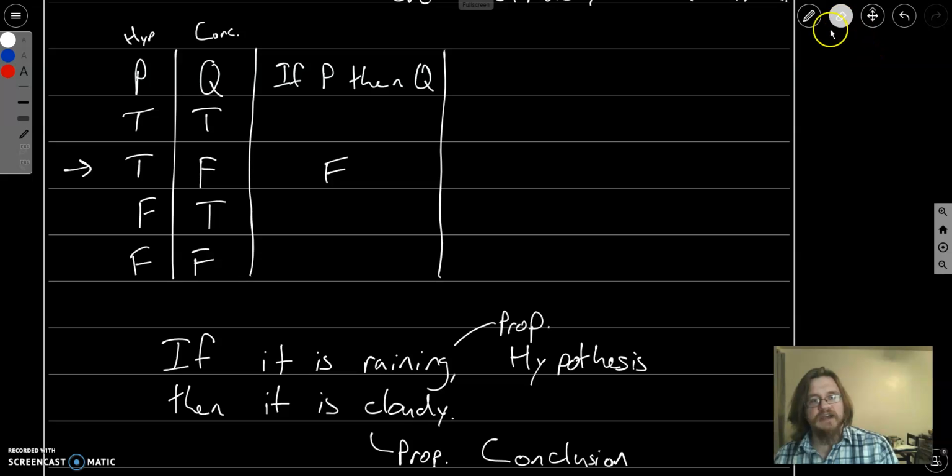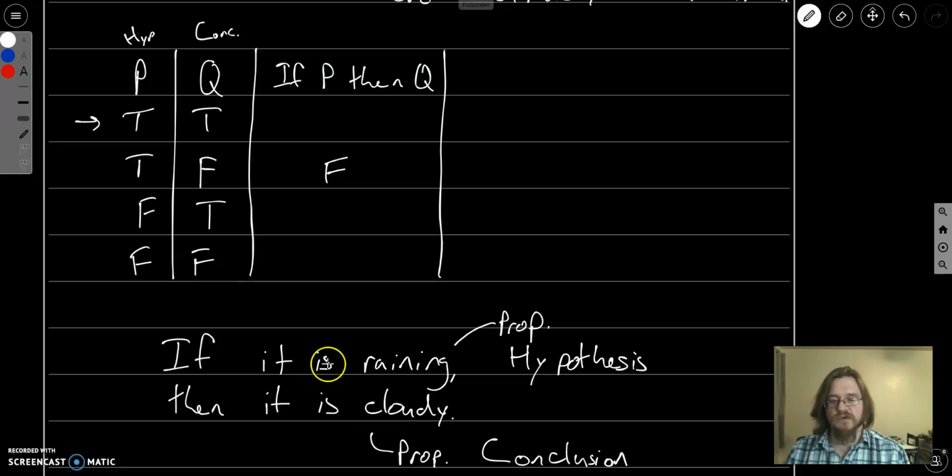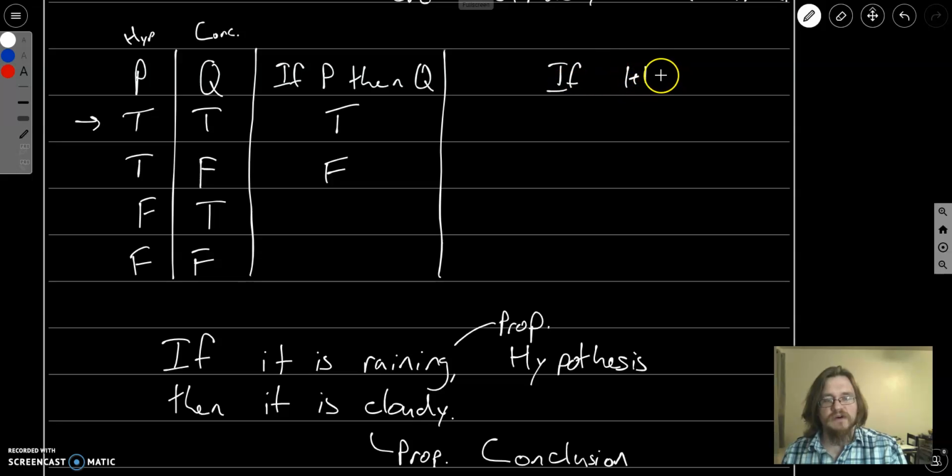In this first line, whenever we have the hypothesis true and the conclusion is also true, this makes this implication a true statement. It might not be very meaningful. I could say something like, if it is Tuesday, then 1 plus 1 is equal to 2.